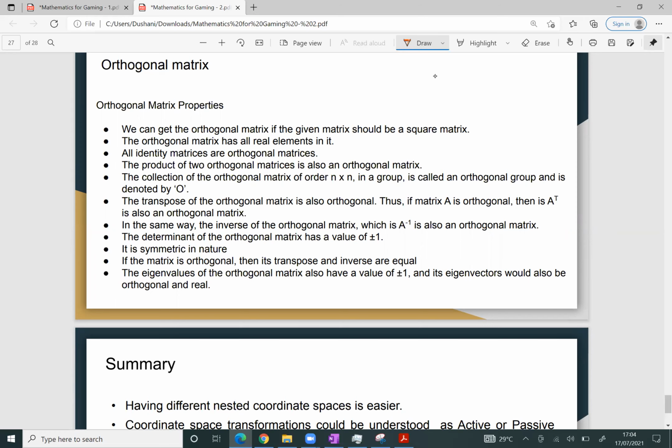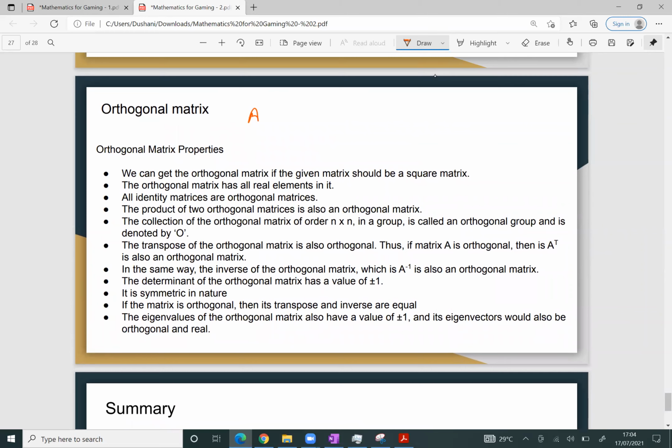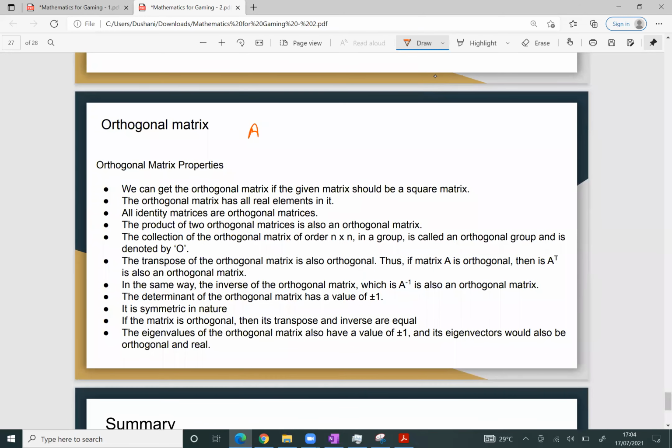Okay. Suppose we have a square matrix A with real elements of n by n order, and A^T is the transpose. Then according to this definition that we just gave, A^T is equal to A^-1. If this is satisfied, then we can say A A^T is identity. This is the inverse, this is the transpose.